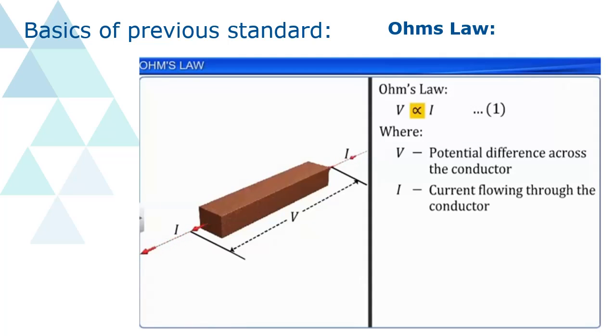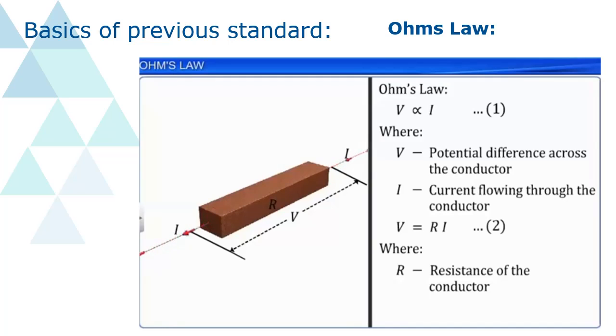To replace the proportionality sign by equality, we introduce a constant and write equation 1 as V equals RI, where R is the constant of proportionality and is called the electrical resistance of the conductor. Let this be equation 2. The SI unit of resistance is ohm.